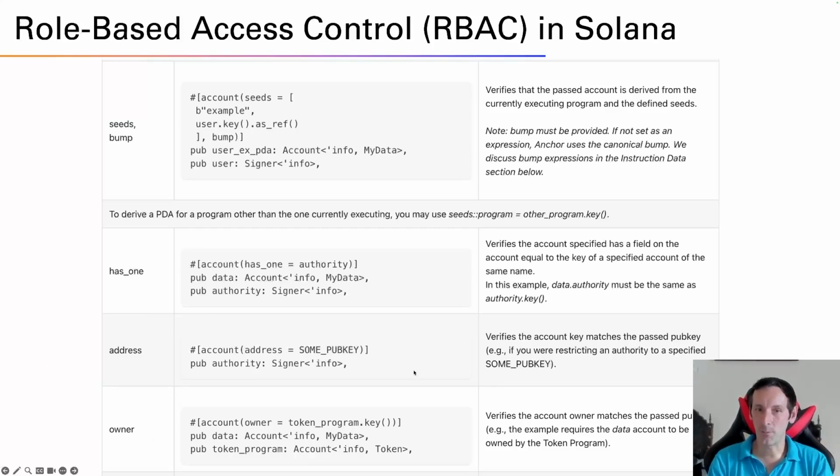Address, this is super important and it's one that I used extensively in my code. It verifies that the account key matches the passed public key. Again, I'll show you a specific example of this. Owner, I've not used, but I think this example is quite explicit and easy to understand. It verifies that the account owner matches the passed public key. So in this example, they are saying, please make sure that the owner of this account, my data, is the token program.